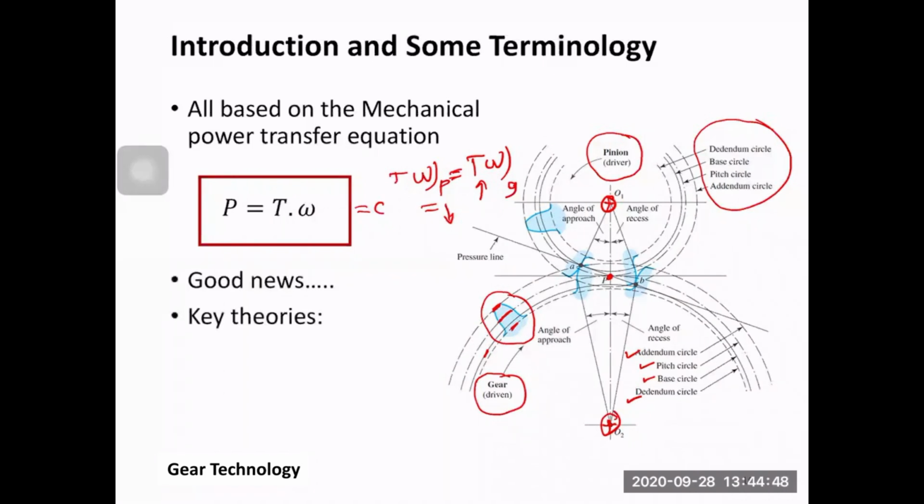So the good news is that we have only 2 key theories, Pythagoras theorem, and also the trigonometry equations or relations. So not a lot of math behind these.